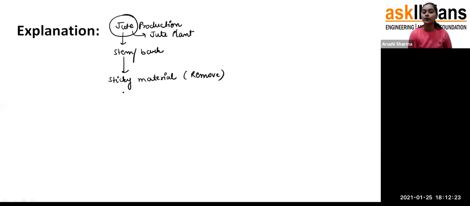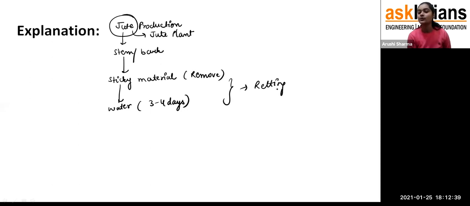So for that, what we did, we soaked the stem and bark in water. Keep it in the water for at least 3 to 4 days. What will happen, students, is that the sticky material is going to be removed, and this whole process is called retting. If someone asks you what retting is, you can say that retting is the process in which the stems or the bark of the jute are kept in water for 3-4 days so that the sticky material can be removed.